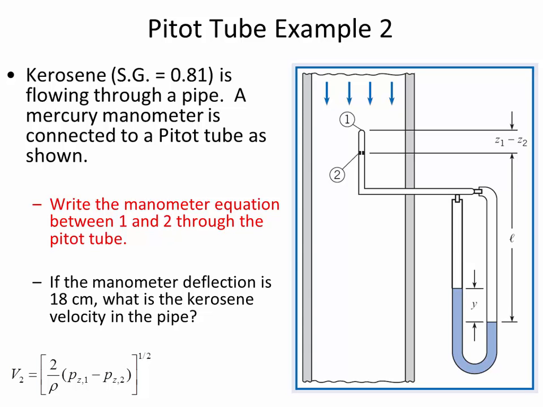and then P sub Z1 minus P sub Z2, well, that's what we found on the left-hand side of the manometer equation. So instead of putting numbers in here, we're just going to substitute this other expression. We're going to take the right-hand side of this equation and drop it into the pitot tube equation. So P sub Z1 minus P sub Z2 is Y times gamma Hg minus gamma of kerosene. And everything is to the 1/2 power. I should have written that over here. I forgot to. Sorry about that. See, it's to the 1/2 power. That's our pitot tube equation.